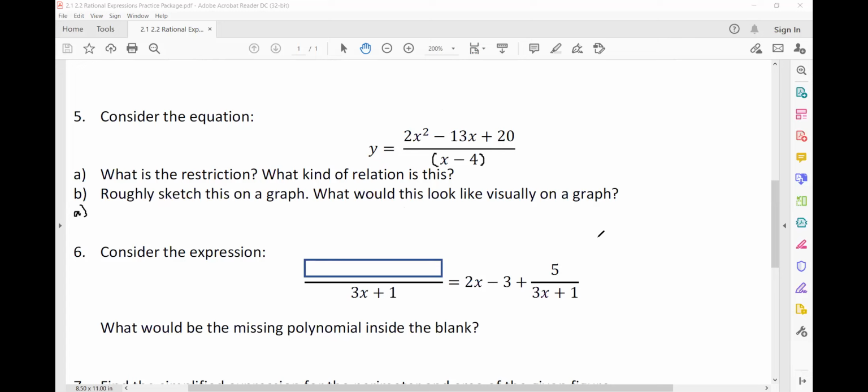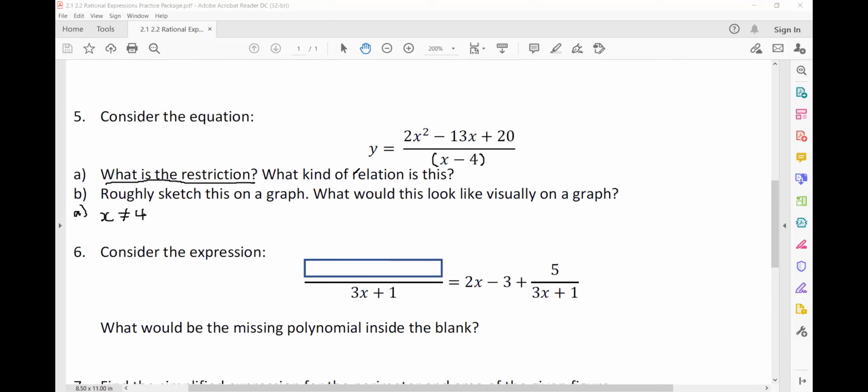How about I go backwards today? Zoe, are you with us? Yes. Would you be able to answer the first part? What's the restriction? Positive 4. Positive 4. Well done. X cannot be positive 4.